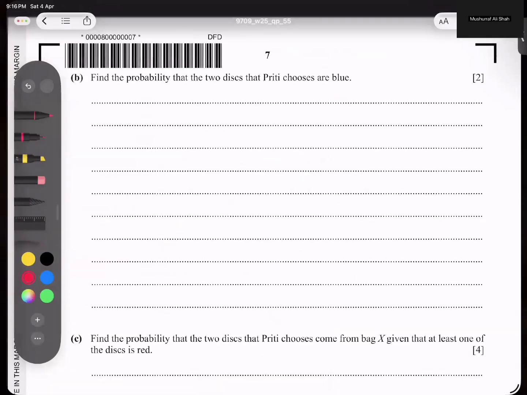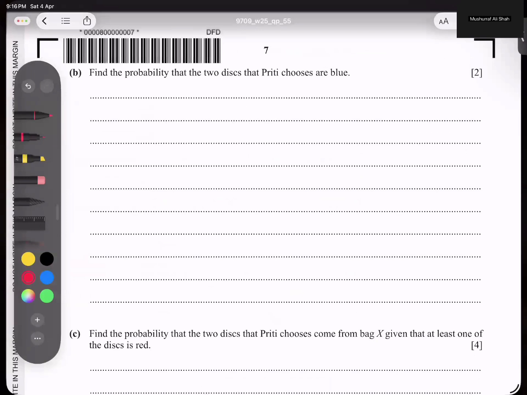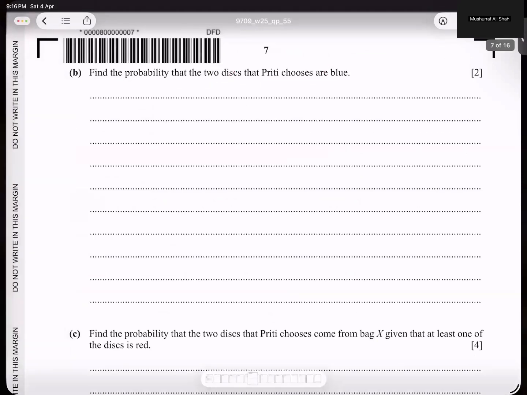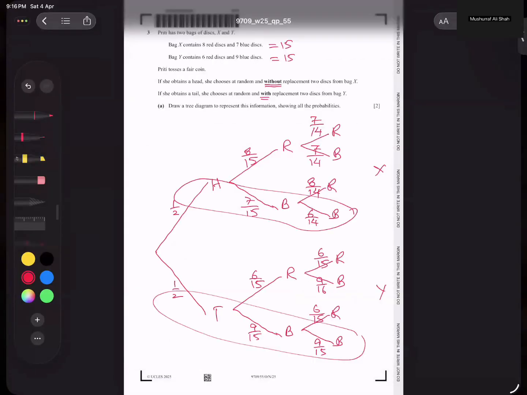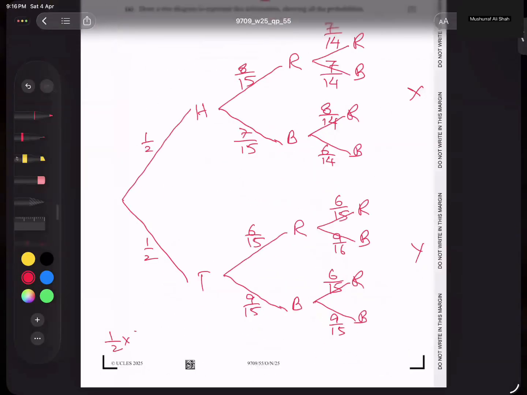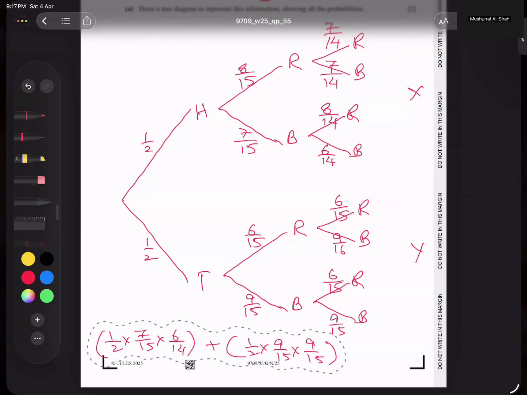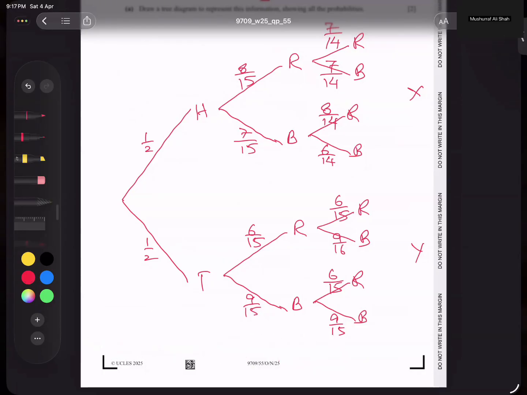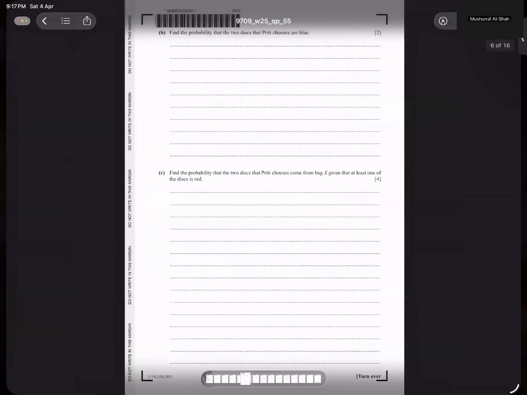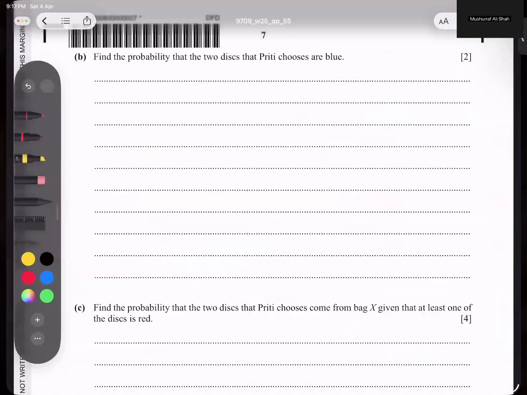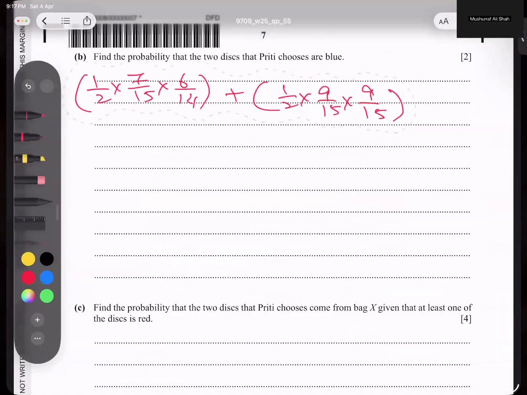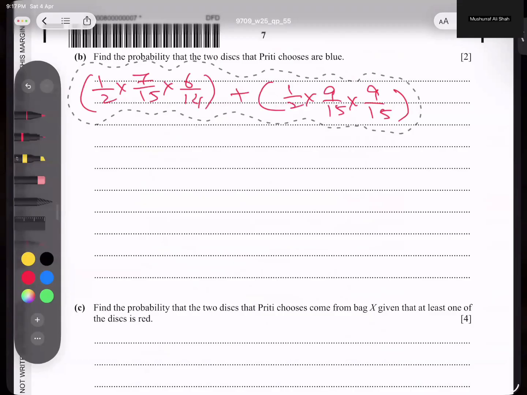Hold on, I repeat. I talk about this branch, plus the last branch. And I'm writing half into 9 over 15 into 9 over 15. So I think the point is very clear. This I take from here and cut from here and move on to the next page. So this is my answer number 1.